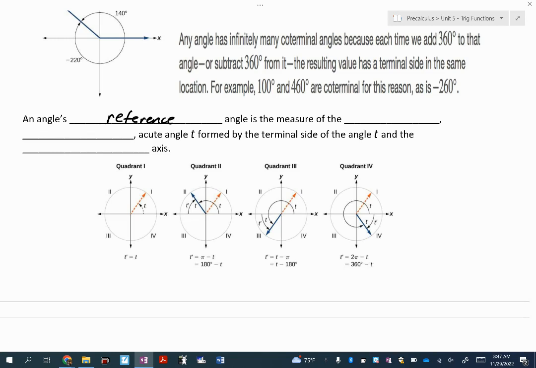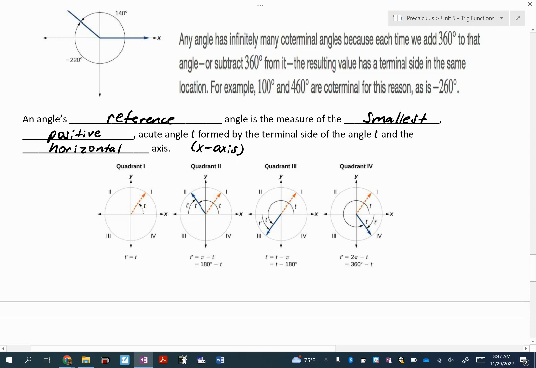So it is the measure of the smallest positive and acute angle, remember acute just means between 0 and 90 degrees, that is formed by the terminal side of your angle and the horizontal axis. Or what I tell students is always thinking about the distance from your terminal side to the nearest x-axis.